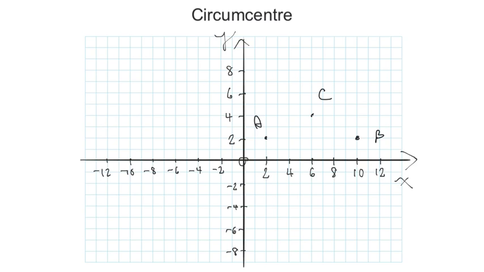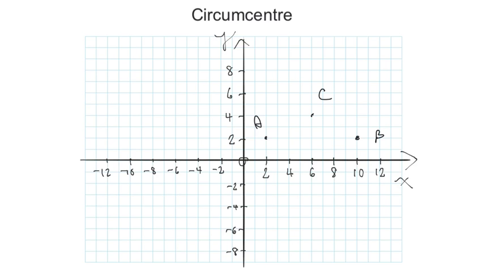Okay, the story of the circumcenter is a little bit fancier, because in the case of the circumcenter, we're not worrying about medians, we're actually worrying about perpendicular bisectors. So slightly different story, and I'll illustrate that here with these 3 points, A, B, and C.